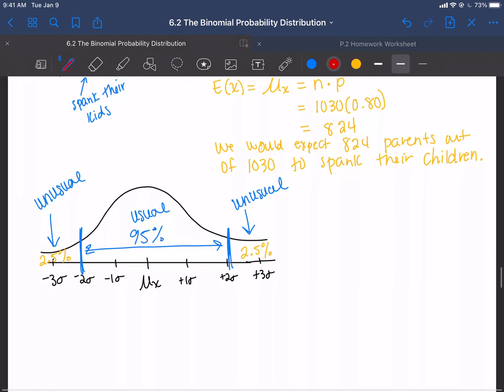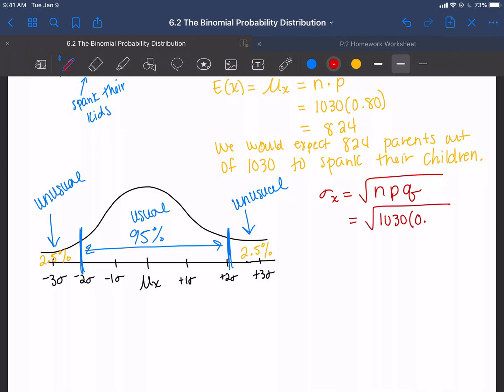All right, so the standard deviation of x is equal to the square root of n times p times q. So that's going to be the square root of 1,030 times 0.8 is success, meaning spank, and not spank is 0.2. When you do that, you get approximately 12.8.